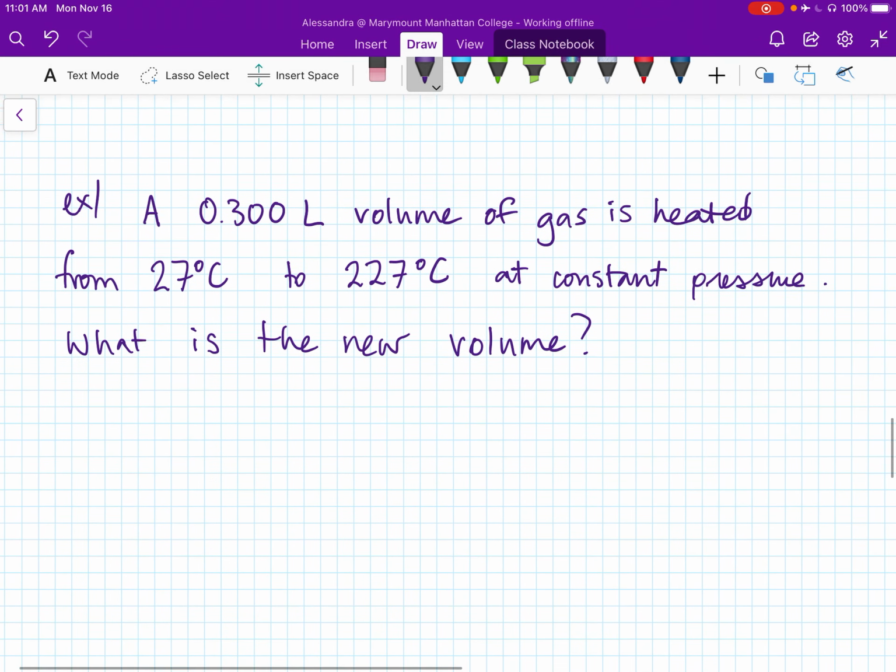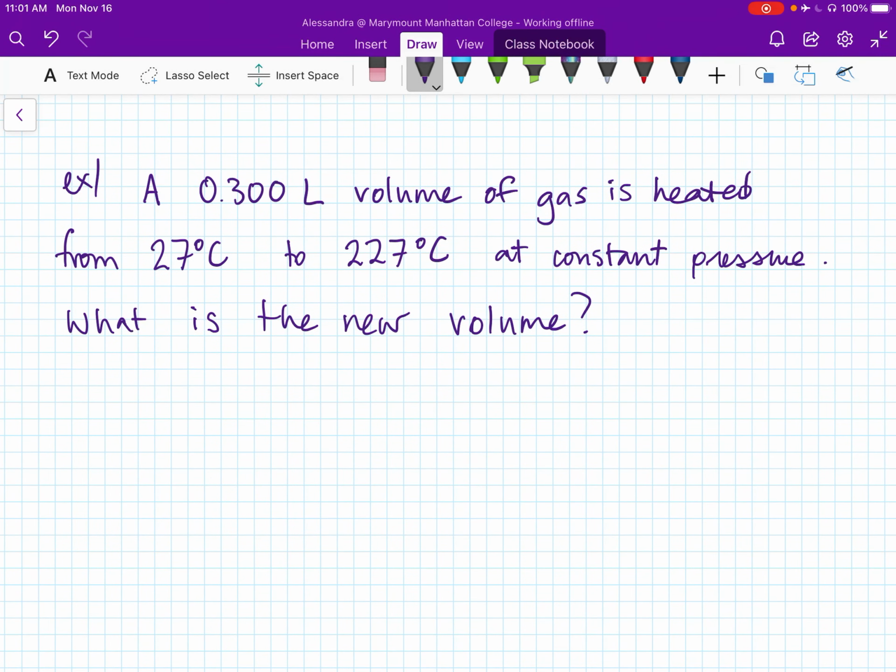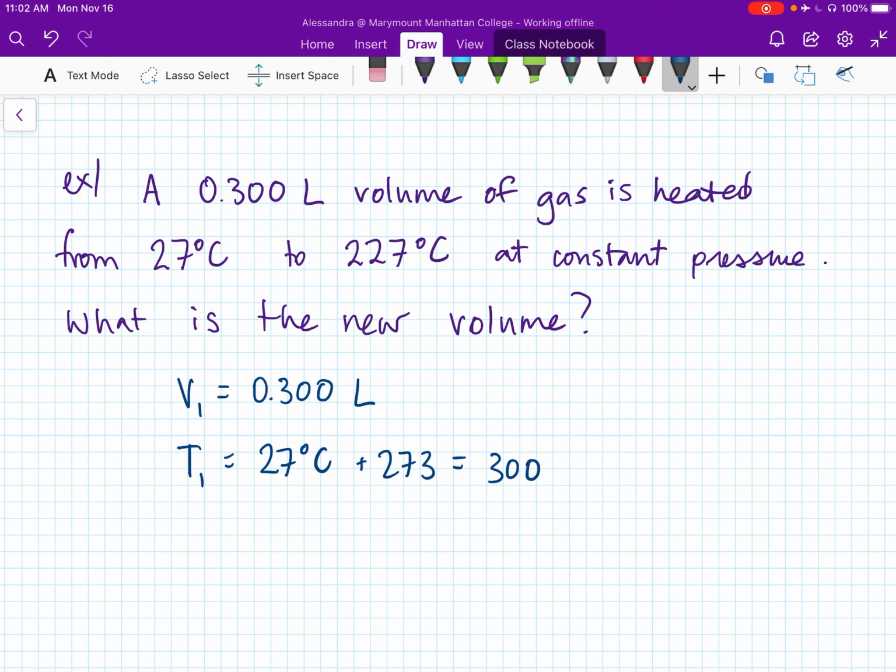Let's do an example. A 0.3 liter volume of gas is heated from 27 degrees Celsius to 227 degrees Celsius at constant pressure. What then is the new volume going to be? Okay, so let's assign some variables and then plug these into Charles's law. I'm just going to arbitrarily say that V1 is 0.3 liters, and that has to go with the T1 of 27 degrees Celsius. Now, I need to add 273 to get the Kelvin temperature, so this is going to be 300 Kelvin.